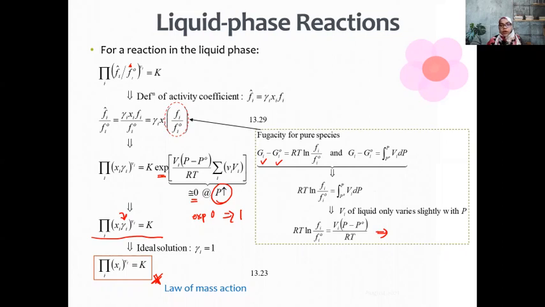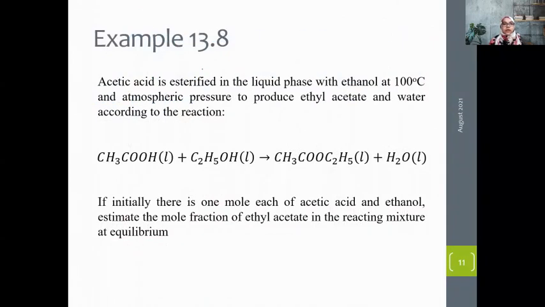Since most liquids are non-ideal solutions, in a real system we consider the interaction among the species, which is known as the non-ideal solution. So basically, this expression can be expected to give a more accurate result. So for the non-ideal solution, you may use this expression by introducing the activity coefficient. Okay, let's take a look at an example for the liquid phase reaction.